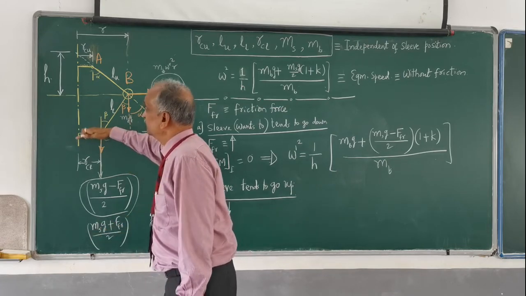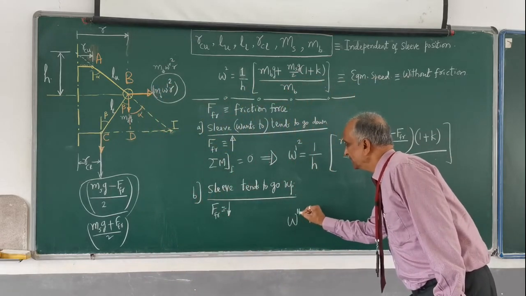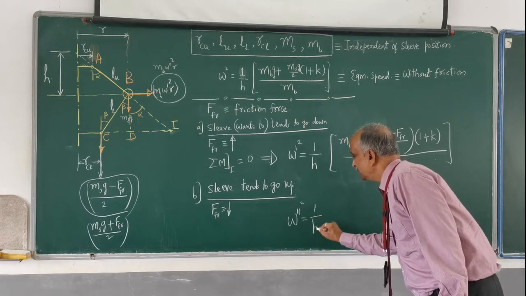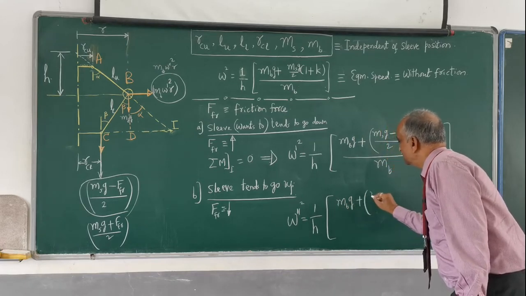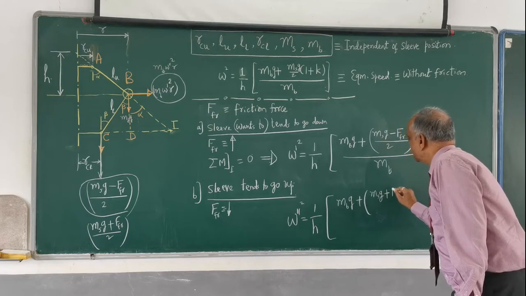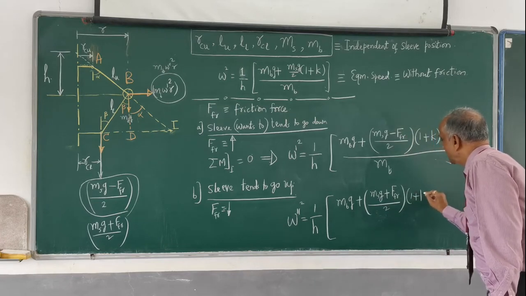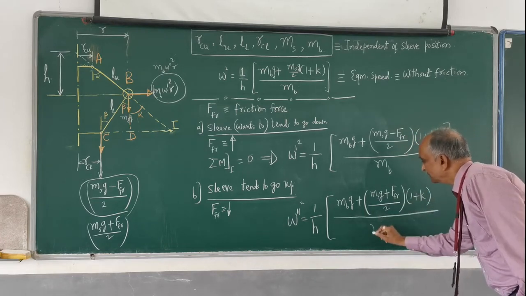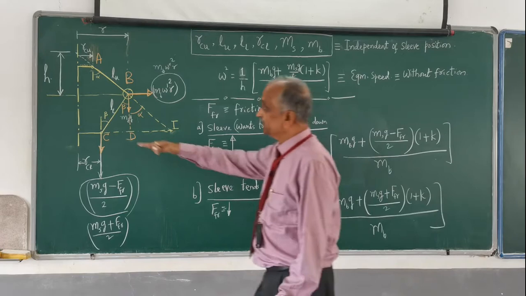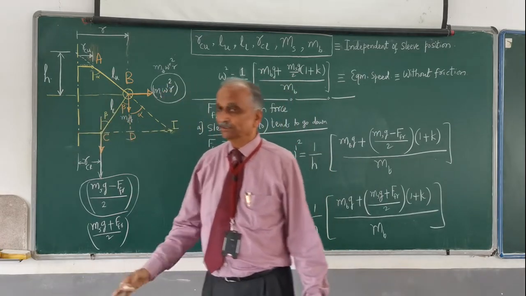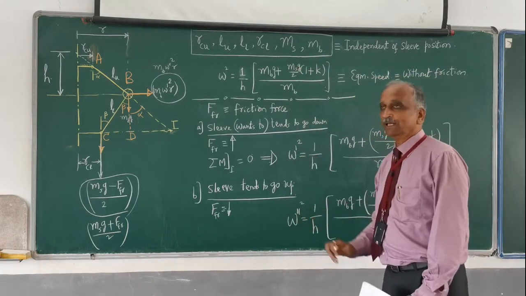Though the sleeve has remained there only, if I calculate now, omega double dash square is equal to 1 by h into bracket mv into g plus Ms into g plus Fr divided by 2 into 1 plus k, the whole thing divided by mv. So please remember here, the sleeve is in the same position. The sleeve has not changed its position between the speeds omega dash and omega double dash.